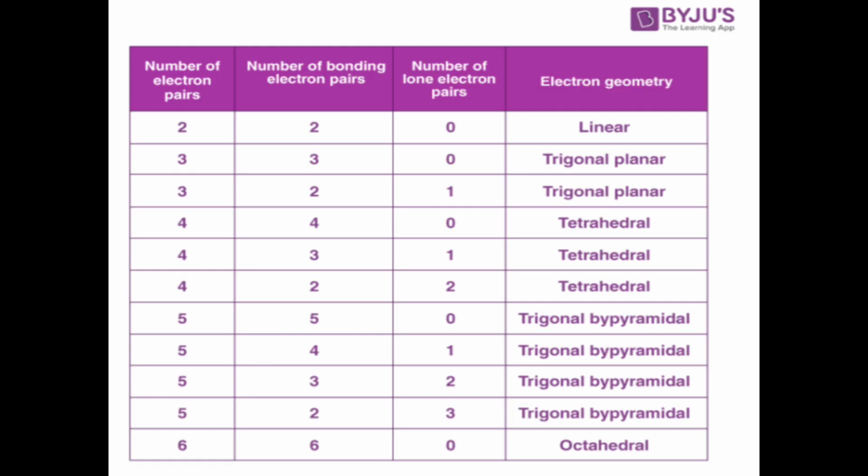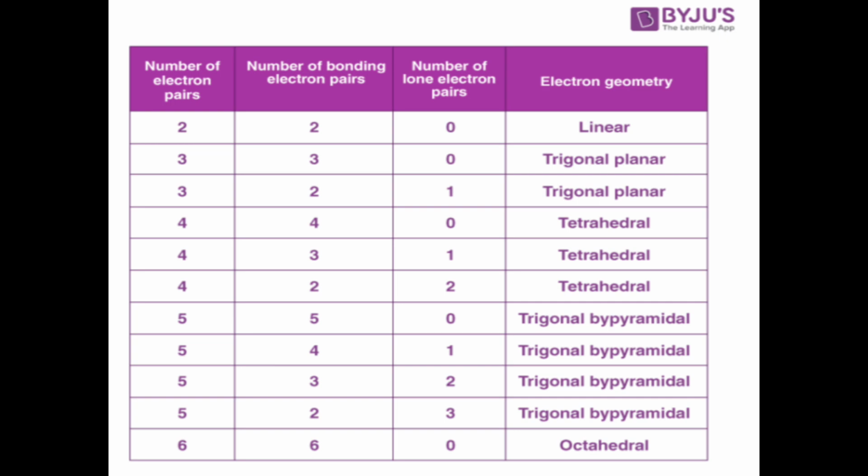Okay, so we can predict the number of electron pairs and the electron geometry. When you have the number of electron pairs to be 2, the bonding electron is 2 and lone pair is 0. You are going to have linear. When it is 3 bonding pairs, 0 lone pair, trigonal planar. 2 bonding pair, 1 lone pair, trigonal planar. 4 bonding pair, 0 lone pair, tetrahedral. 3 bonding pair.